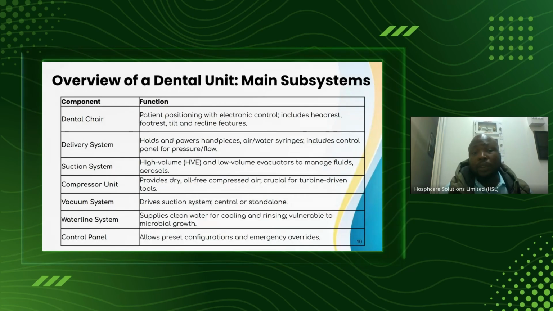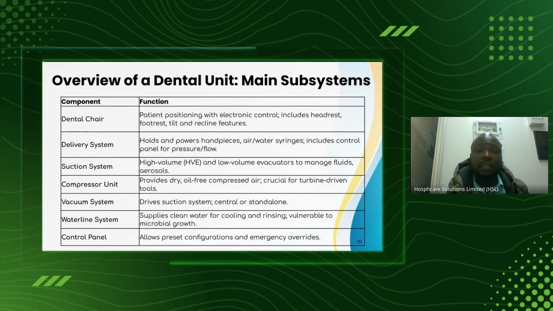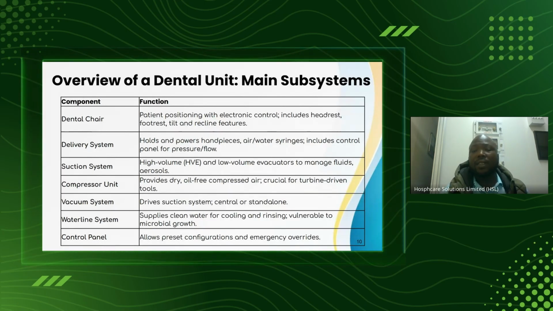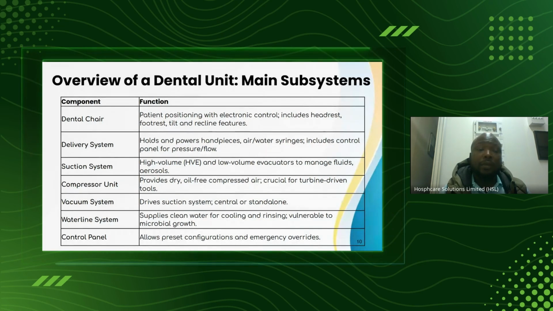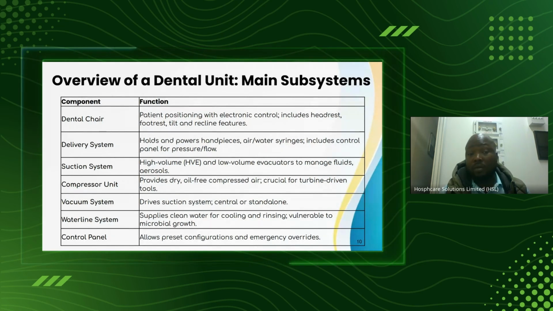So patient positioning, dental chair, patient positioning with electronic control include headrest, footrest, tilt, and recline features. As I said before, we can use the foot pedal to do the positioning of the patient. It can go up, it can go down, it can go backrest, it can go upright.